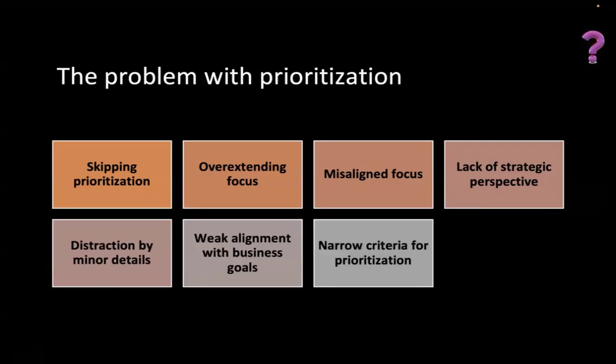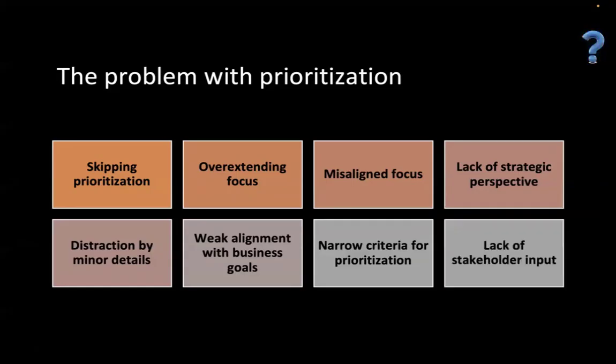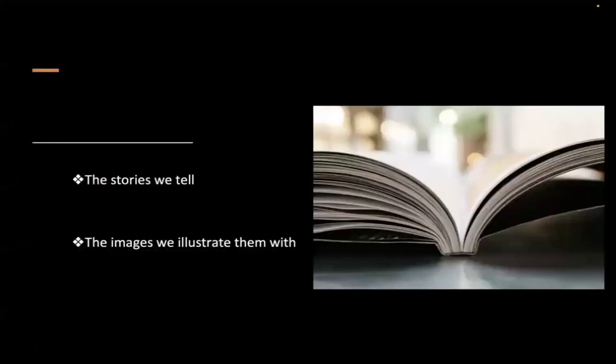And my favorite here is narrow criteria for prioritization, and most commonly prioritizing using a single criteria, which does not give enough attention to the problems that better represent other criteria. And also lack of stakeholder input. So what does make the difference if we want to tell a story? The story that we tell makes a difference, and also the images we illustrate them with.